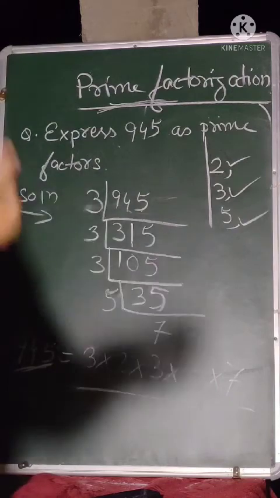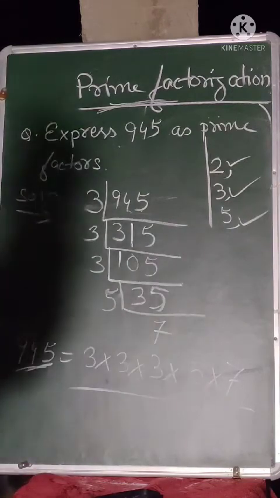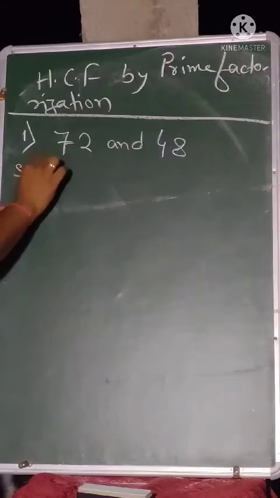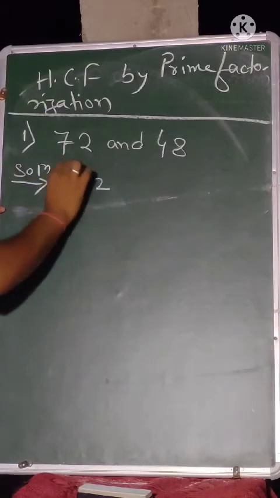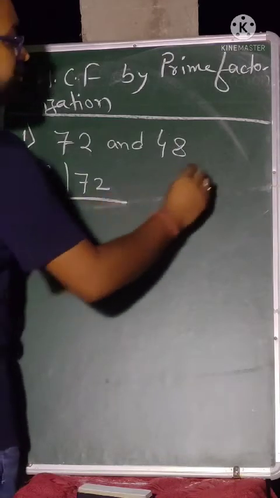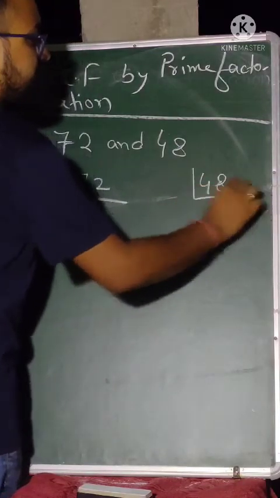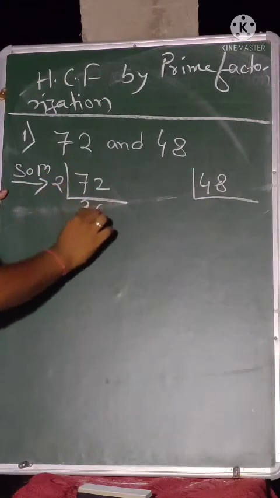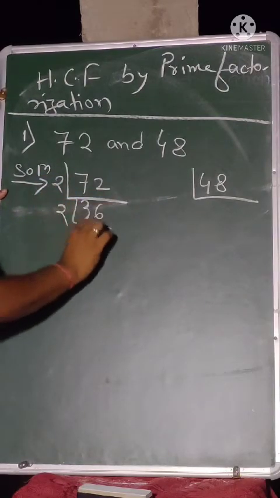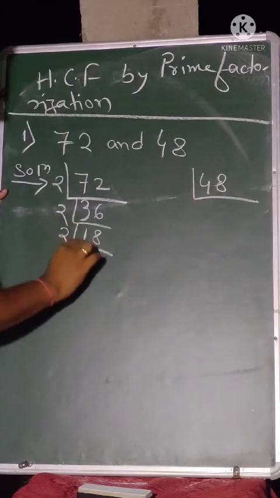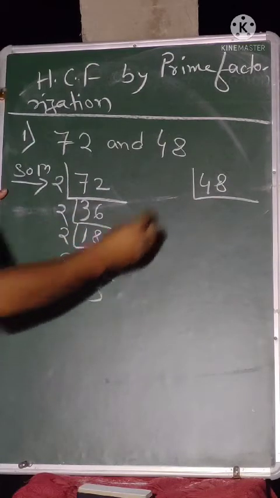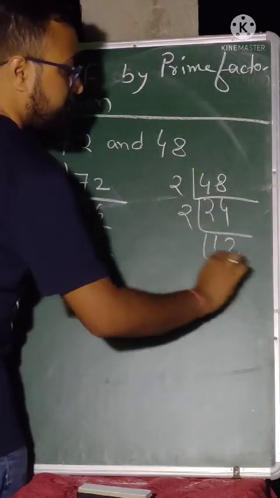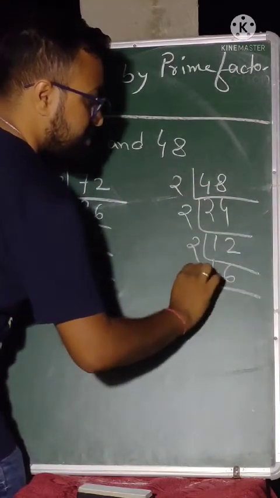Okay, so now we will learn how to find out the HCF with the help of prime factorization. HCF by prime factorization. Okay, to do it, you will find out the prime factors of 72 and also 48. Clear? Let us find out the prime factors of 72 first. 2 3s are 6, 2 6s are 12, 2 1s are 2, 2 8s are 16, 2 9s are 18, 3 3s are 9. Finished? Again 2 2s are 4, 2 4s are 8, 2 1s are 2, 2 2s are 4, 2 6s are 12, 2 3s are 6.